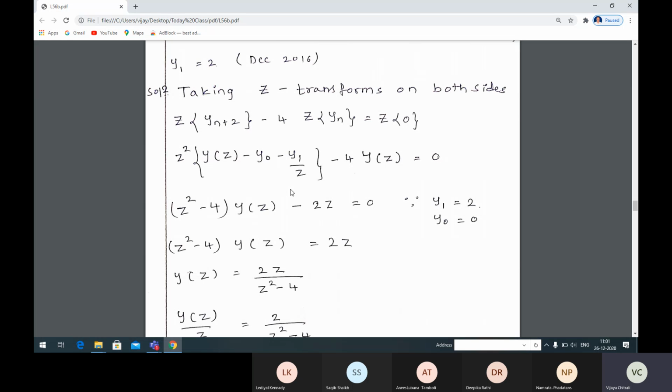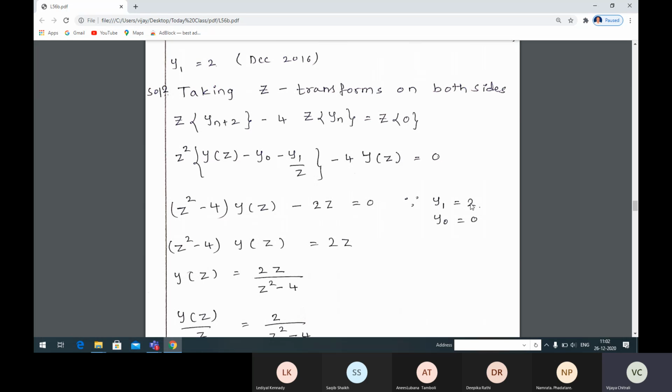And use the conditions, y0 is 0, y1 is 2, and collect the coefficients of y of Z terms on one side. So Z square minus 4 y of Z minus 2Z is equal to 0, because in place of y1 you substitute 2 and Z square is outside. So multiply Z square to this, 1 Z gets cancelled, 2 divided by 2Z, with the negative sign. So Z square minus 4 y of Z minus 2Z is equal to 0.